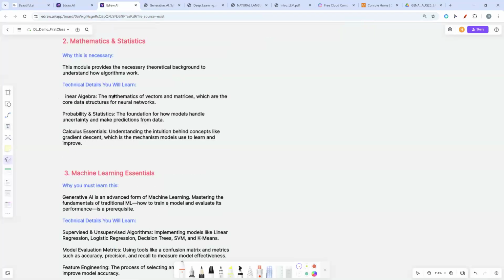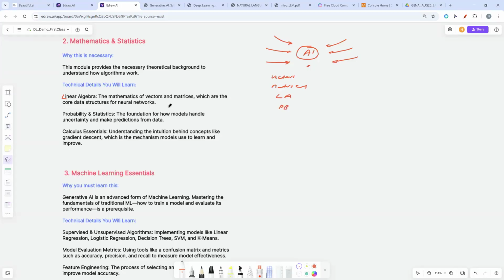And then mathematics and statistics. See, when you want to understand these AI concepts, you should have some basic knowledge of maths, and also some basic knowledge of statistics as well. So what do we usually study in maths? We studied in our ninth and 10th standards: vectors, matrices, linear algebra, and probability basics.